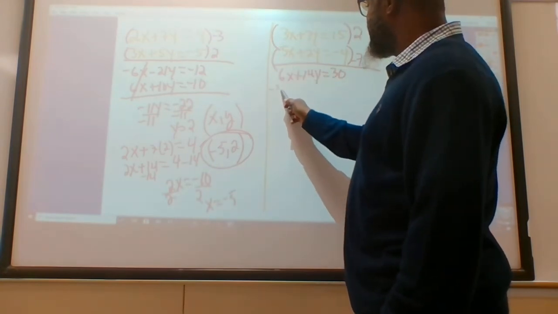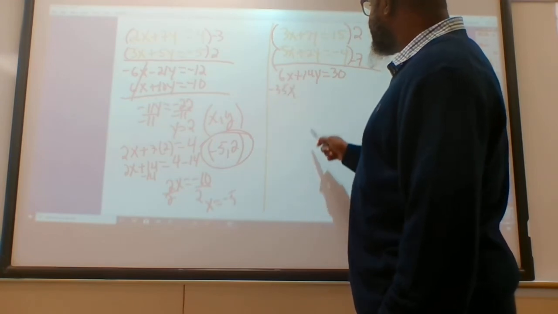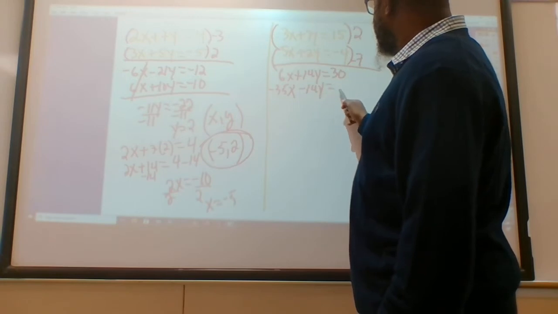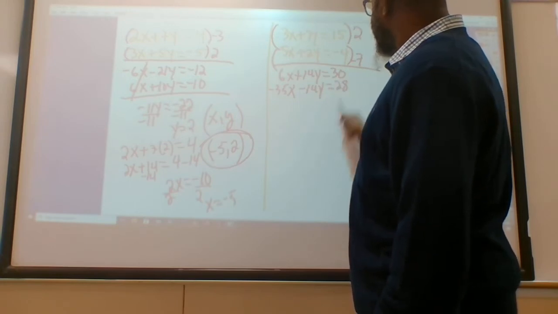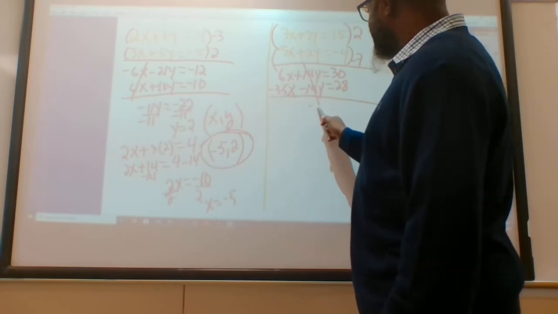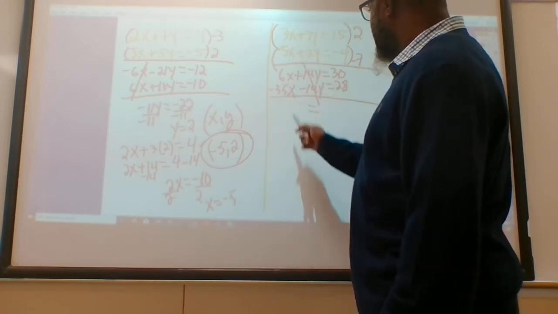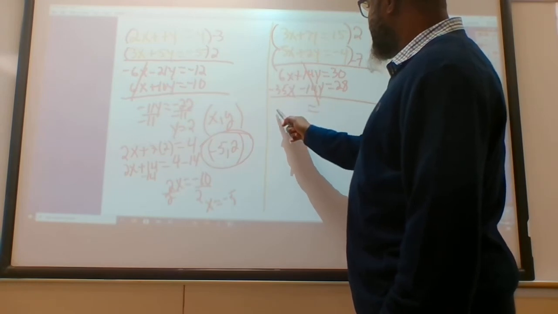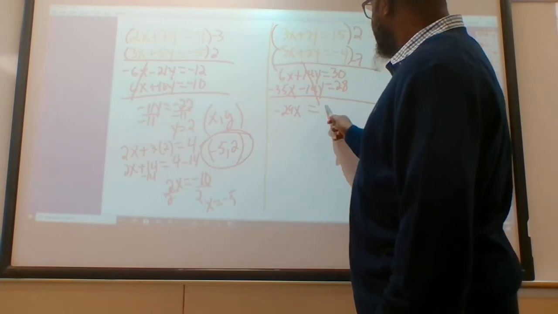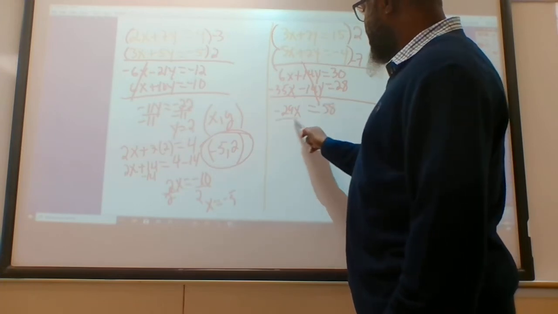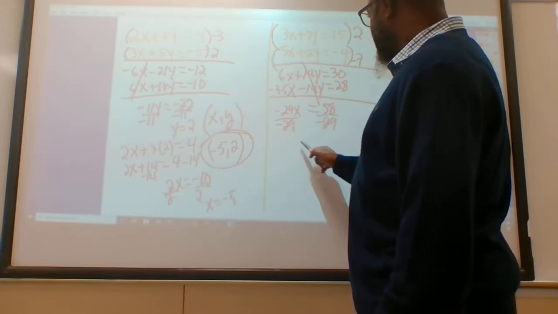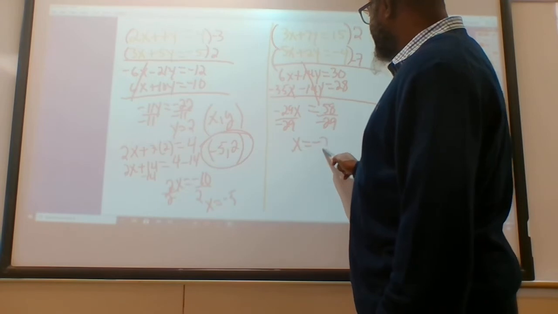That will be negative 35x minus 14y. Right? That will give me positive 28 when you multiply two negatives. Then the y automatically cancels out. Then that will give you negative 29x is equal to 58. Divide by negative 29 on each side, and you will find that x is negative 2.